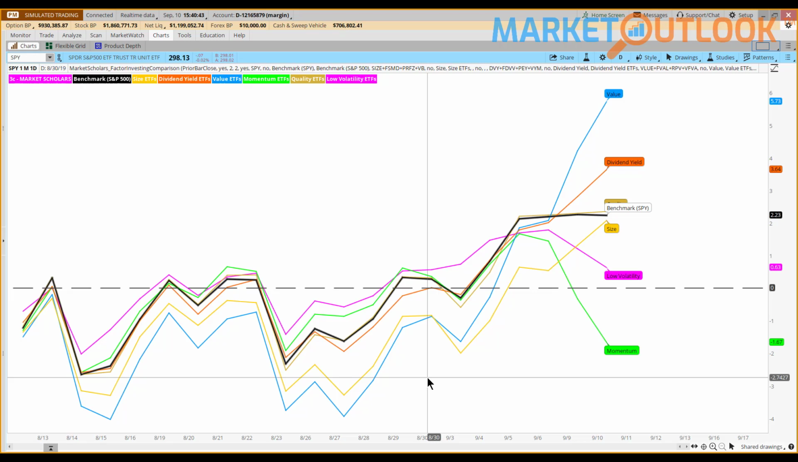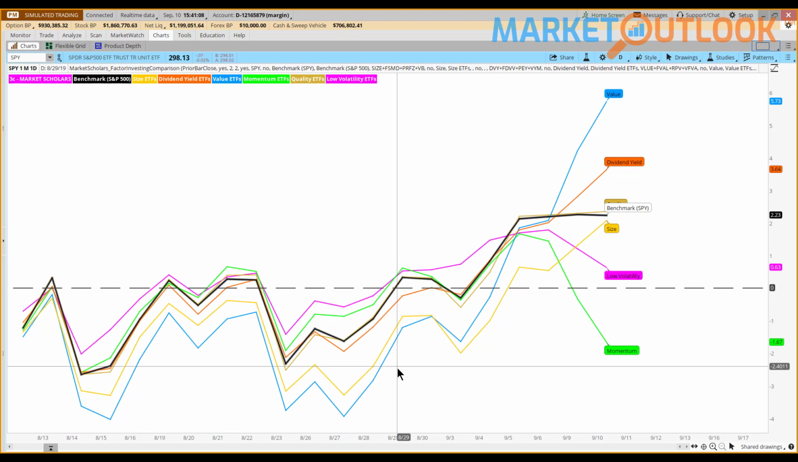I teach a factor-based swing trading class on Wednesdays that several of you that are premium members of Market Scholars attend. And in that class, we try to determine where is our next best trade? Where is it coming from? What segment of the market is it coming from? And we chop the market up into 6 different segments, everything from low size to dividend yields to value to momentum to quality to low volatility.